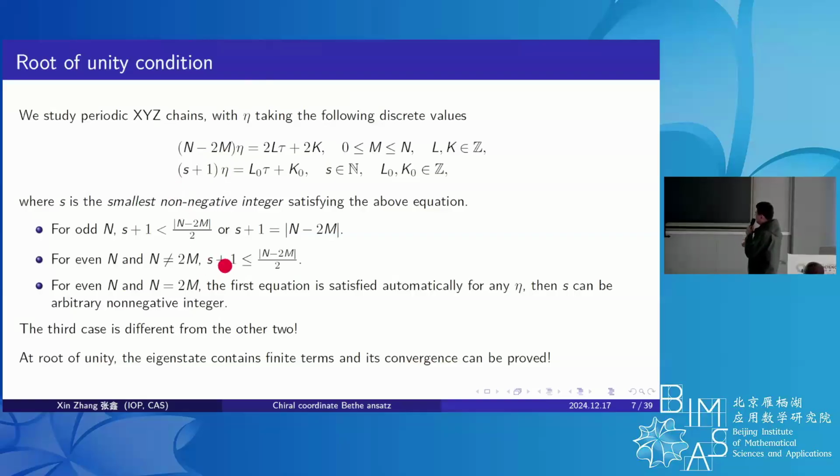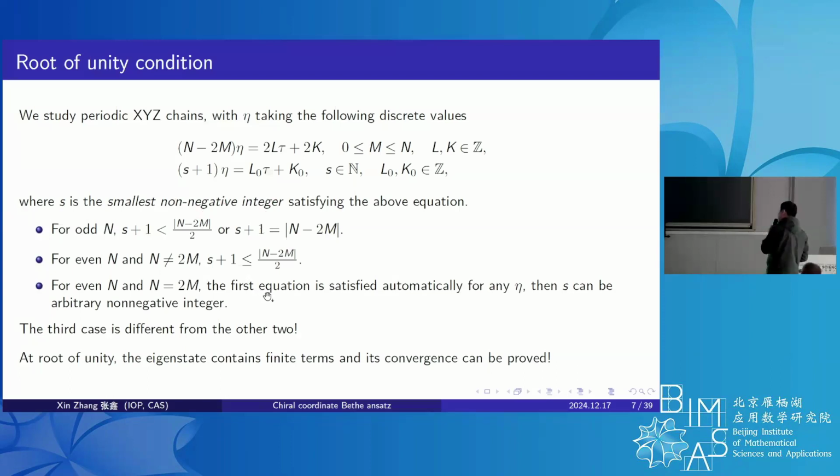So the absolute value of n minus 2m cannot be larger than this. But there exists a very special case, when n is even and this integer m is n over 2. So the first equation is satisfied automatically, for any eta. Then this integer s can be an arbitrary non-negative integer. From our results, we realized that this third case is different from the other two.